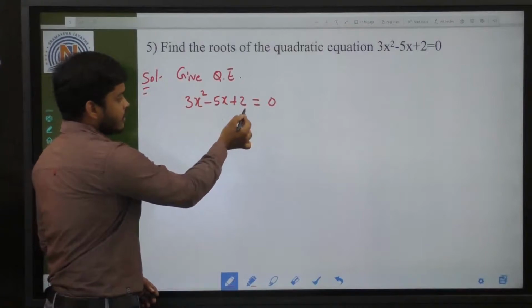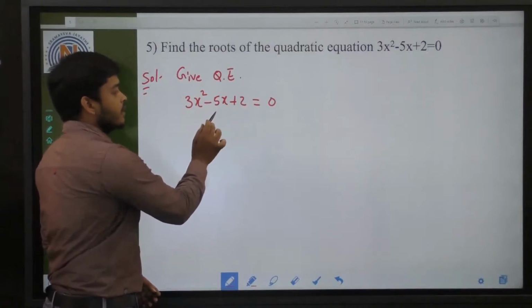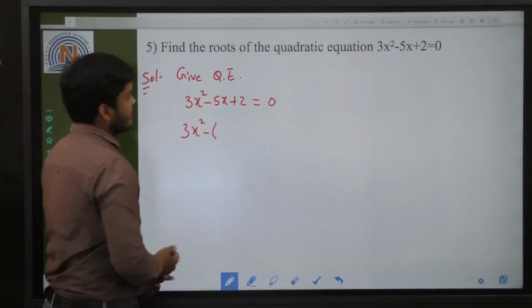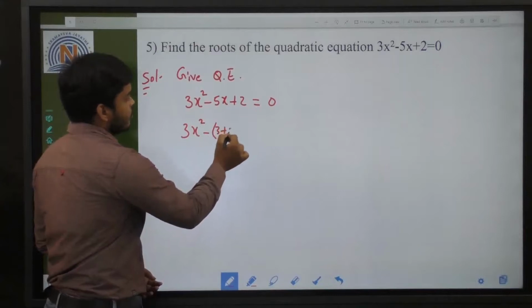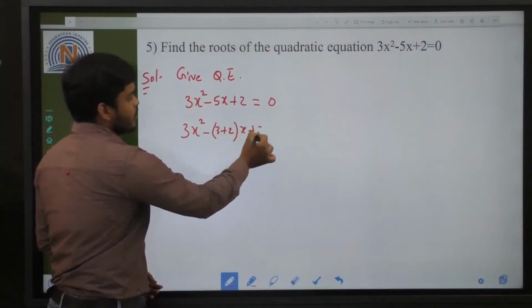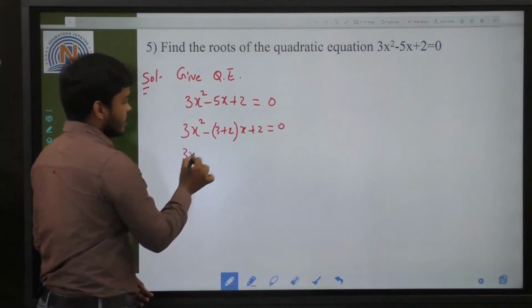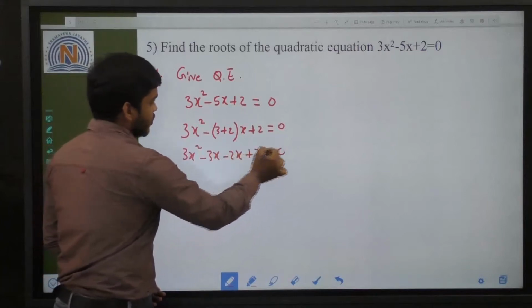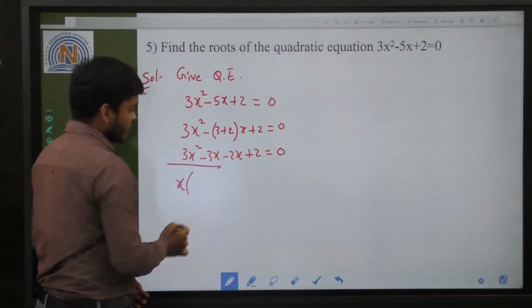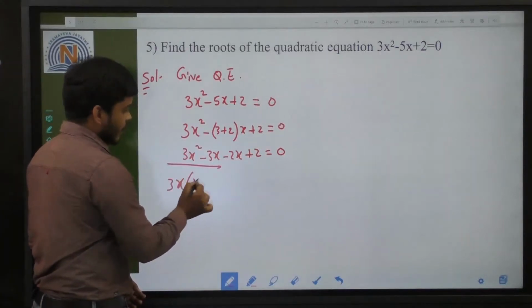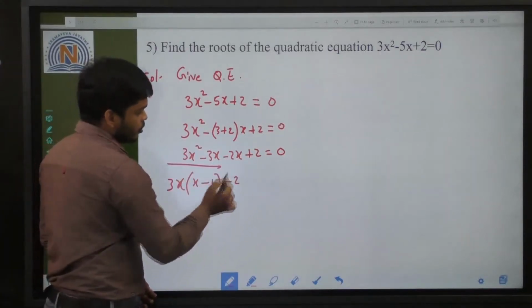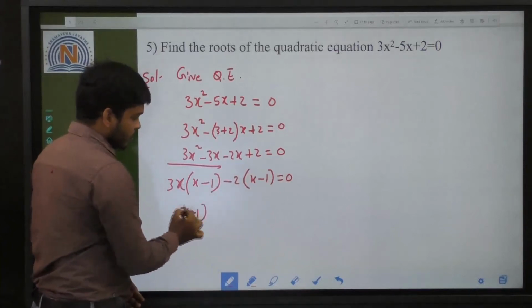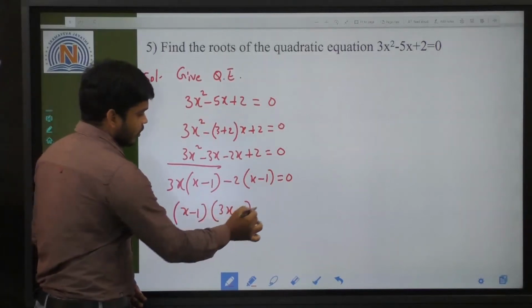3 twos are 6, so if we split the middle term, their product is 6. So minus 5x I write as minus 3x minus 2x, since 3 twos are 6, plus 2 equals 0. So 3x square minus 3x minus 2x plus 2 equals 0. In these two terms I take 3x common, giving (x minus 1), and in the other two minus 2 is common, giving (x minus 1) equals 0. So (x minus 1)(3x minus 2) equals 0.